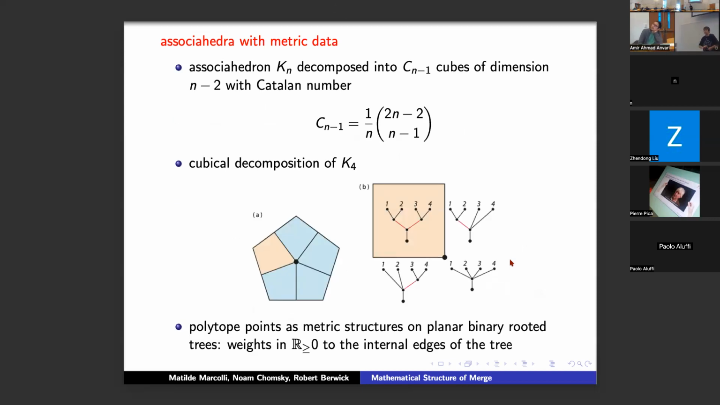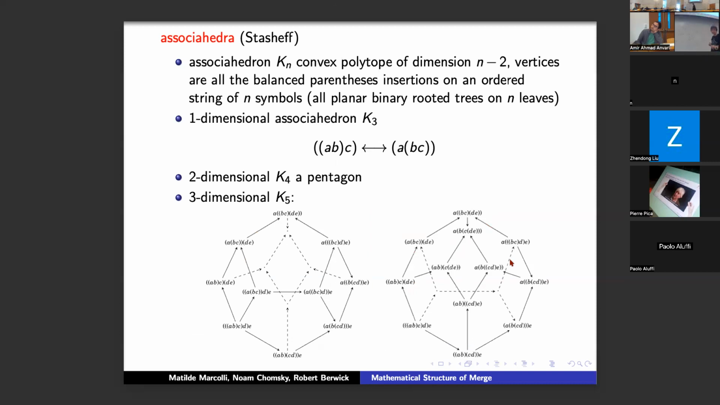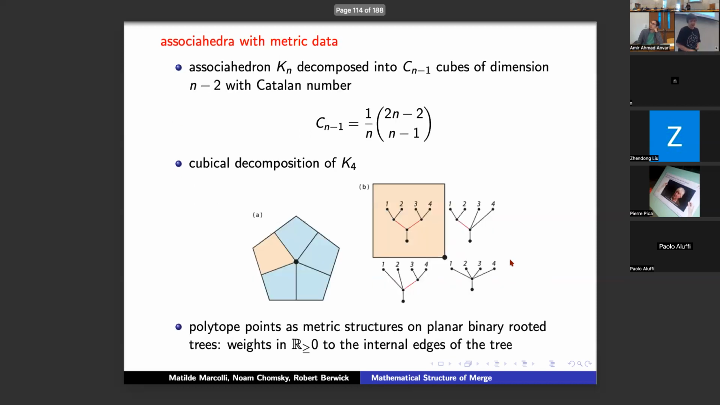And now, you can also fill in the faces. Here I've only given you the vertices and the edges, but you can fill in, for example, these 2-dimensional faces. What does that mean? Now I have some continuous parameters on these faces, which you can think of as incorporating some metric information. So you can put some coordinates on, for example, if you have 4 leaves, you can say that of these 2 internal edges, one of them is very long and one of them is very short.